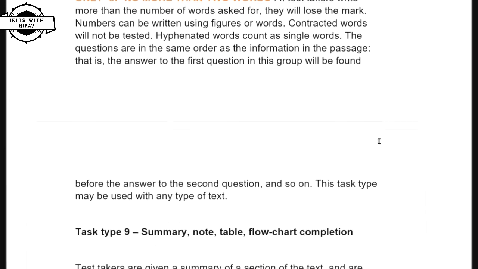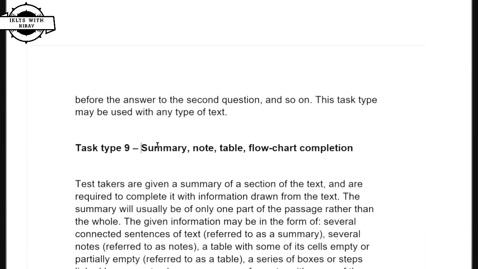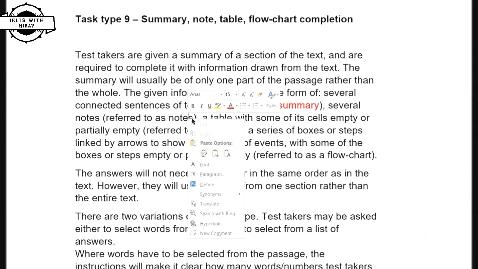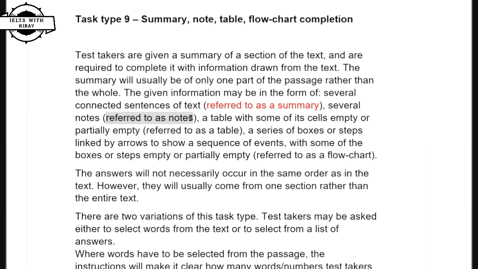So now we are moving to question type 9, which is summary, note, table, flowchart completion. In that case you will get a referred summary, you could get referred to as notes, you could get referred to as a table. So there will be a table with some blanks and you need to fill it out. Referred flowchart, so for a flowchart you need to read the passage and find your answer.